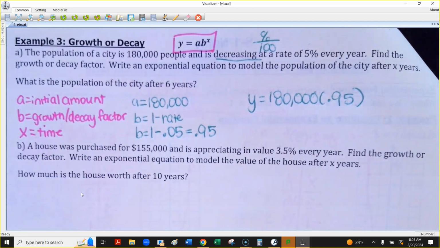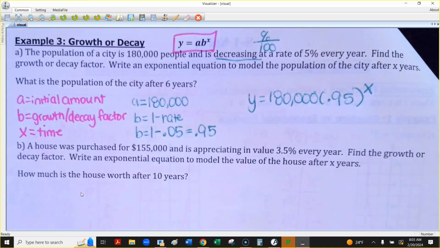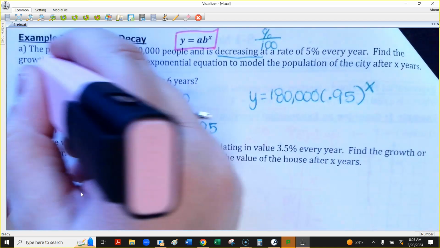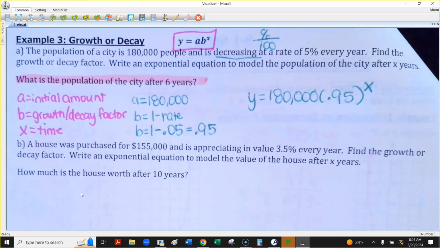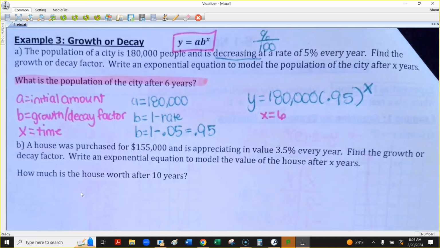It'd be 0.95 to the x. That could just be a general equation to represent the city's population. Now, all you have to do, usually they'll ask you a secondary question, which is going to be right here. What's the population of the city after 6 years? Literally, all you're going to do is plug in 6 for x. So in 6 years, how many people?